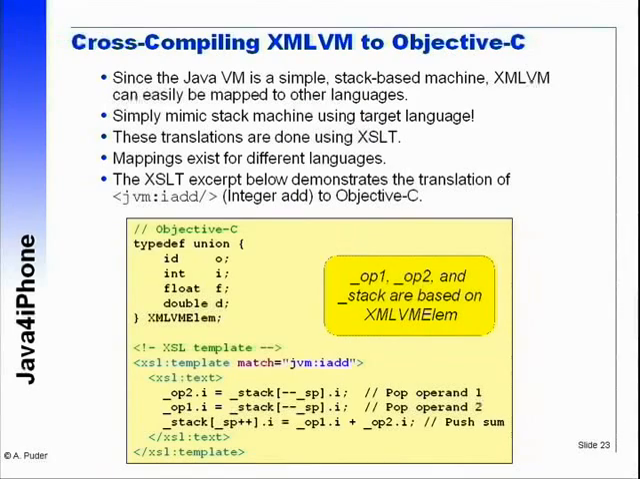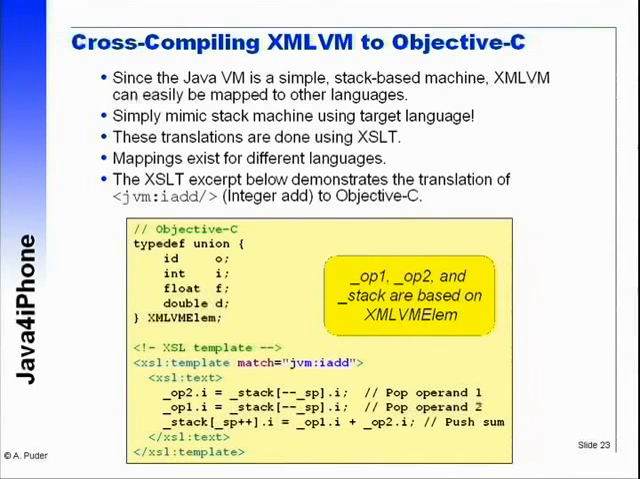Now, if you look at this little code sample on the bottom here, let me first direct your attention to this XSL template. You see there's an XSL template match IAdd. So this style sheet, this particular template, is going to fire whenever it comes across the IAdd instruction in my XMLVM document. Whenever I see the IAdd instruction, it is simply going to spit out the code that you see in black here.